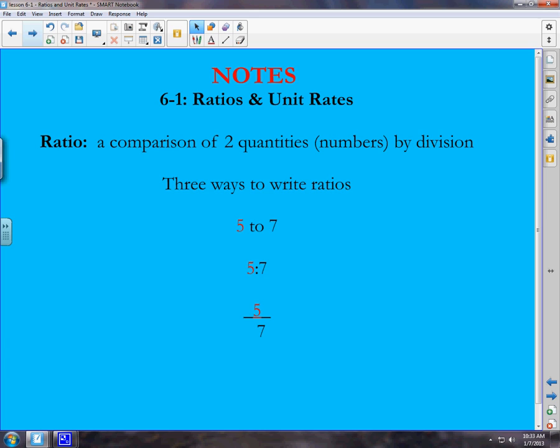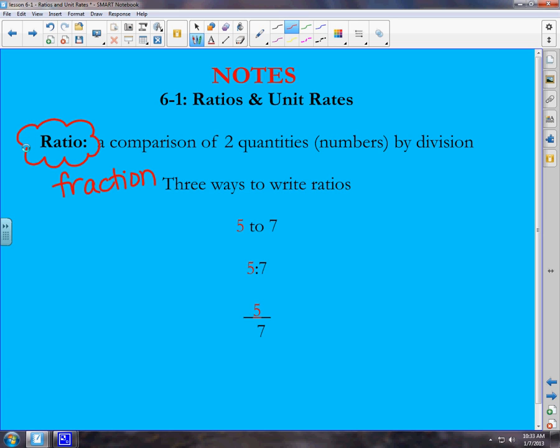So title your notes, ratios and unit rates. A ratio is a comparison of two quantities or numbers by division. So really it is a fraction. So when you write the word ratio, I want you to focus on fraction. When you see it, think fraction.